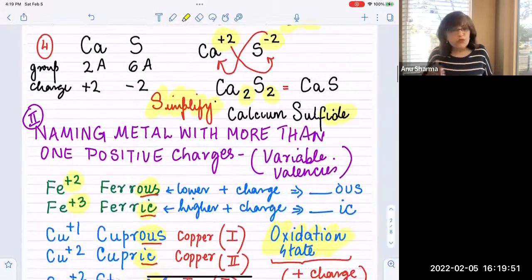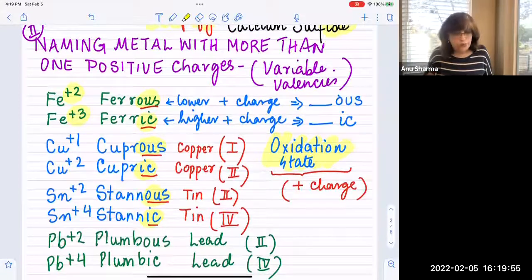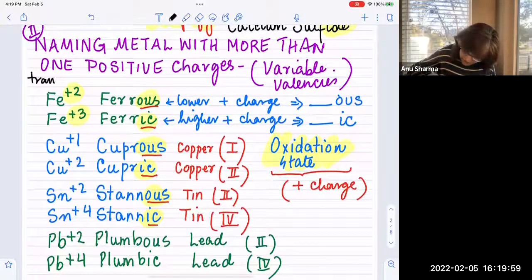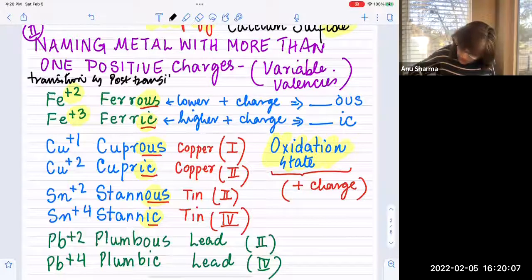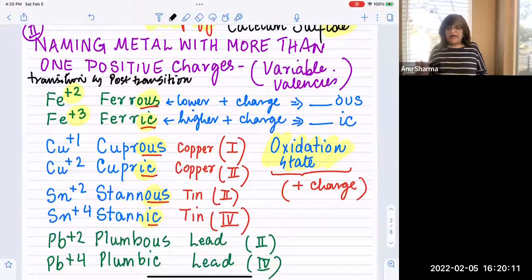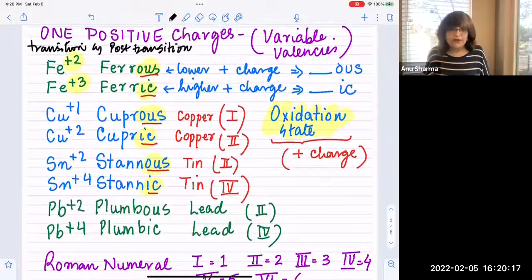Next is naming metals with more than one positive charge. So these are basically transition and post-transition elements. For your homework and quizzes, you can look into the tables that are in the handout. If something is missing, you can add more, but if you could memorize them, that will be great.